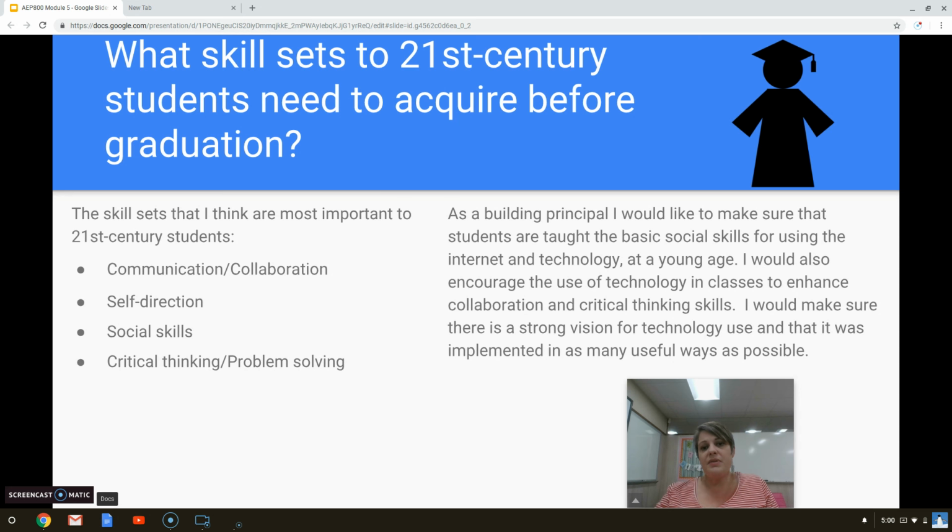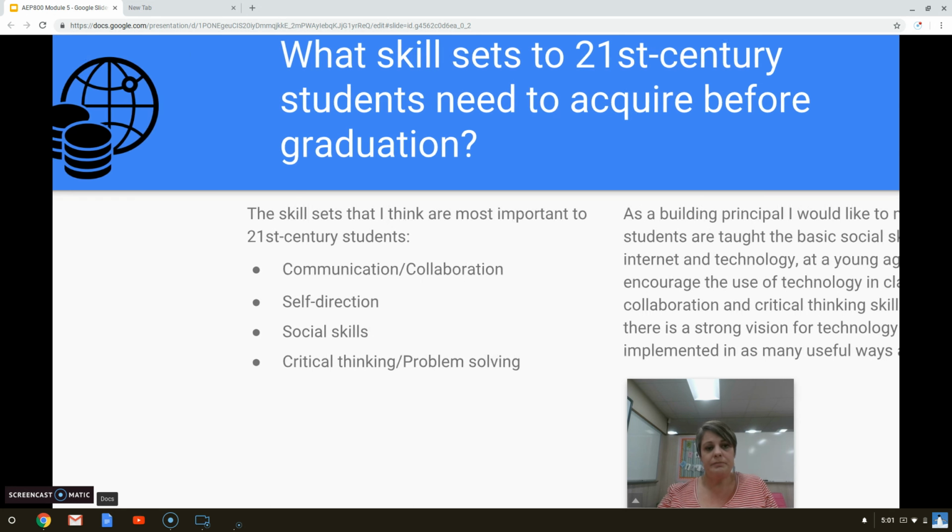So, as a building principal, some of the things that I would like to see is to have basic social skills taught to the elementary at a very young age. Start teaching them what is appropriate, what is not, what you should put out there, what you should not. And then we need to encourage the use of technology in class as often as possible. The building principal, I think, needs to establish a very strong vision of what technology needs to be. And then we need to collaborate together to make sure that it's being implemented.